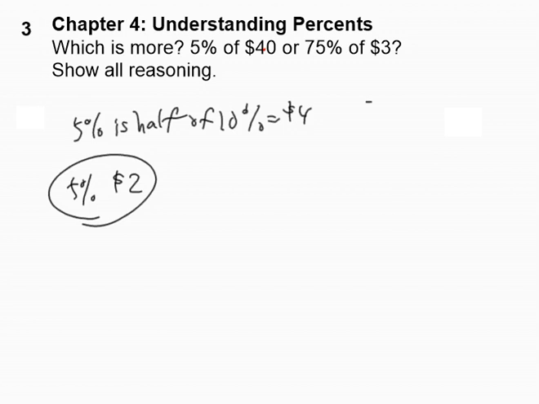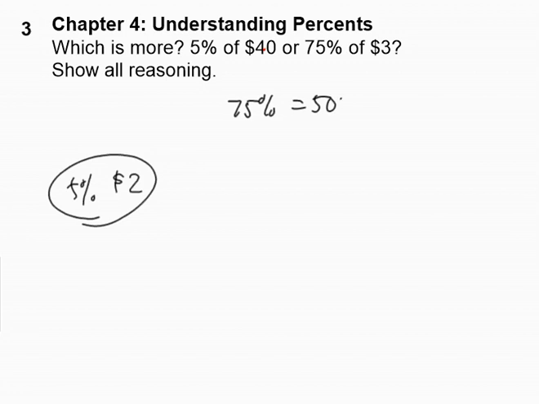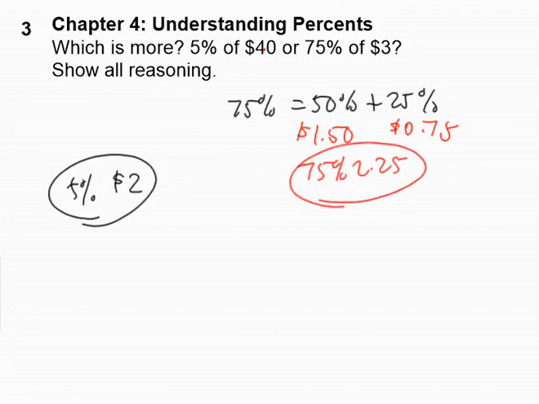Now 75% we can figure out is 50% plus 25% mentally, right? So 50% is half, so half of $3 is $1.50. And 25% is half of 50%, so half of $1.50 is 75 cents. So if I put those two together, I get $2.25, which is what 75% is. So what is more, 5% of $40 or 75% of $3? The answer, 75% of $3 is, because it's $2.25.